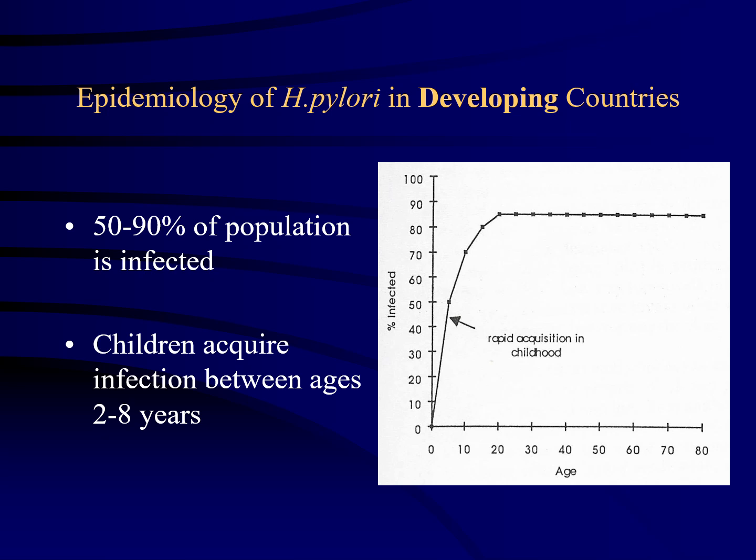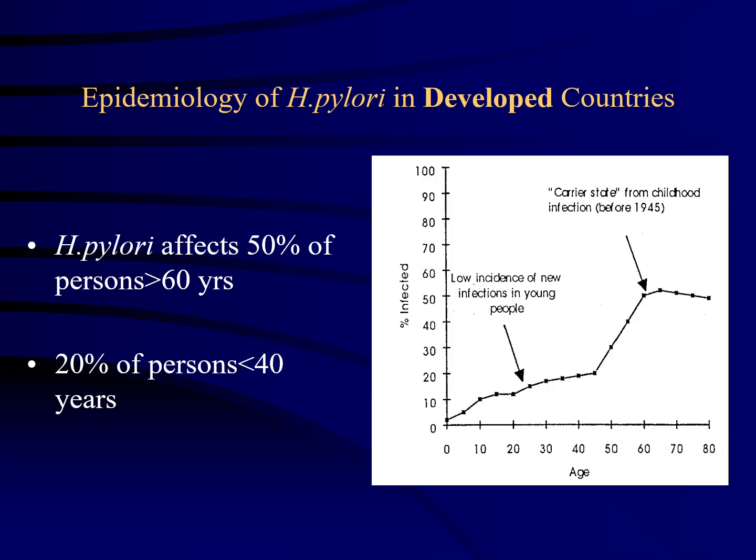Helicobacter pylori is very common in developing countries, with up to 90% of populations infected. Children usually acquire infection between the ages of 2 and 8. In developed countries, it affects fewer people, around 40 to 50% above the age of 60, and around 20% less than the age of 40.